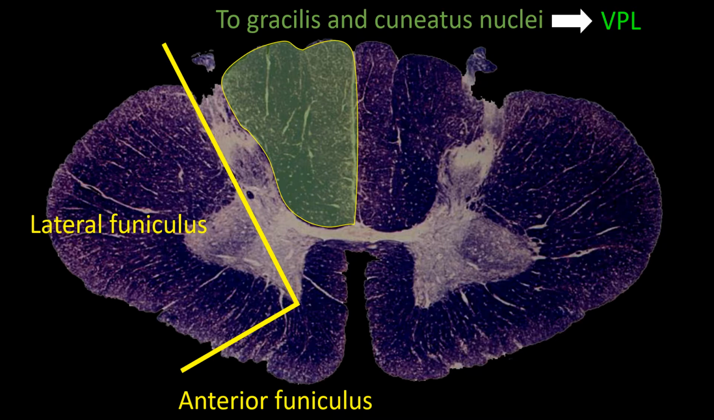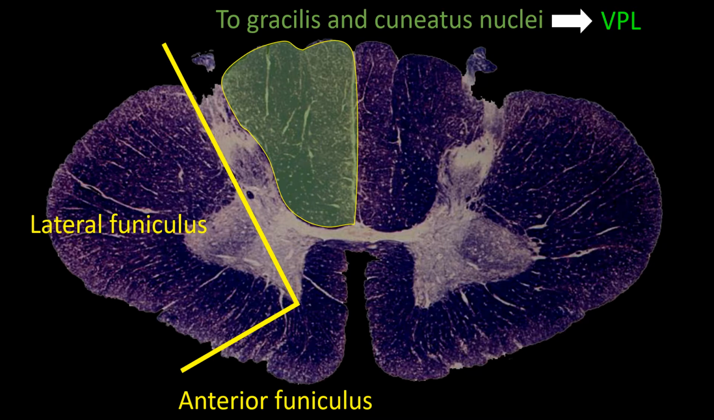Axons from the lower body make contact with neurons in the nucleus gracilis. Those from the upper body do so in the nucleus cuneatus. These nuclei are in the lower medulla.